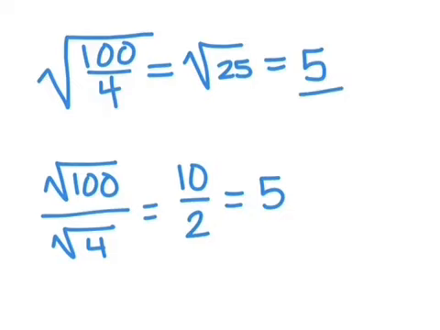Now look at the next equation. We have the square root of 100 divided by the square root of 4. Well, the square root of 100 equals 10, and the square root of 4 equals 2, giving us the fraction 10 over 2. That is also equal to 5. What does that maybe tell you about dividing square roots?